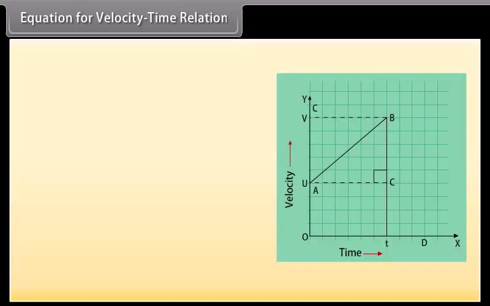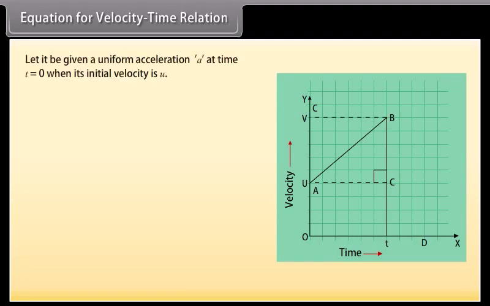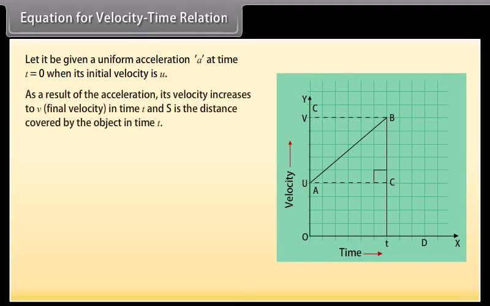Equation for velocity-time relation. Consider an object moving with a uniform velocity u in a straight line. Let it be given a uniform acceleration a at time t equal to 0 when its initial velocity is u. As a result of the acceleration, its velocity increases to v, the final velocity, in time t, and s is the distance covered by the object in time t. The figure shows the velocity-time graph of the motion of the object.